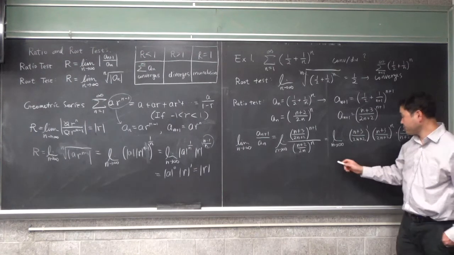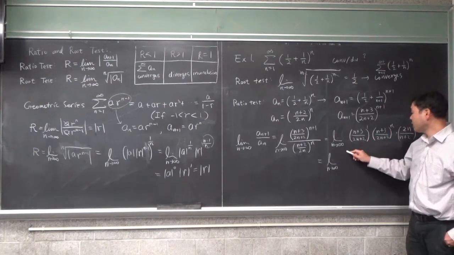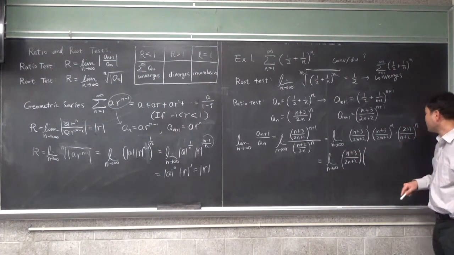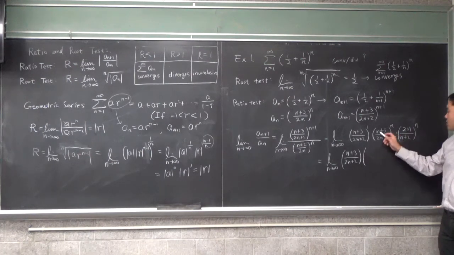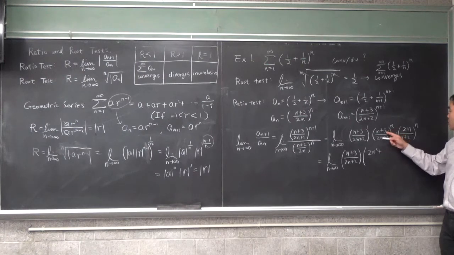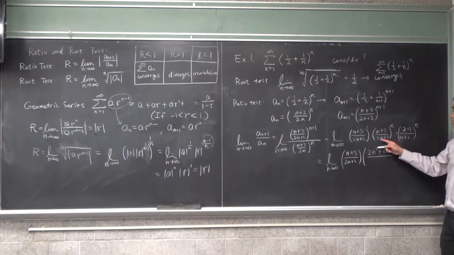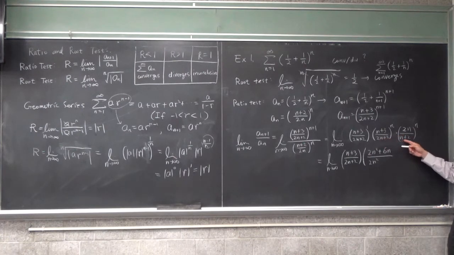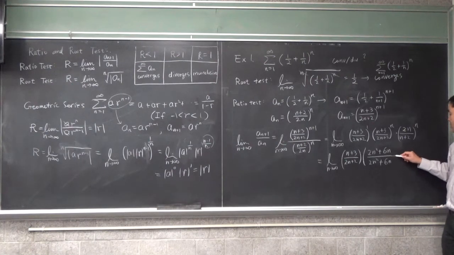And you get limit n going to infinity of n plus 3 over 2n plus 2 times, well, this, if I multiply top to top, 2n times n is 2n squared. 3 times 2n will be 6n. This time, 2n times n will be 2n squared. And then if you FOIL 2n plus 2 times n plus 2, then eventually you're going to get (2n squared plus 6n plus 4) to the nth power.